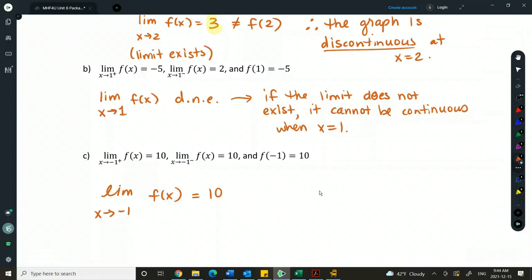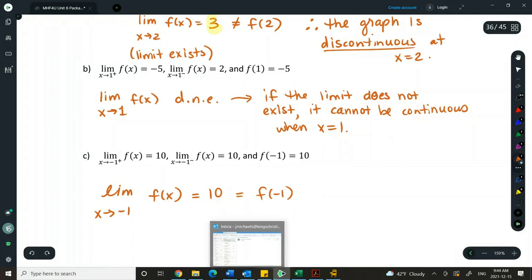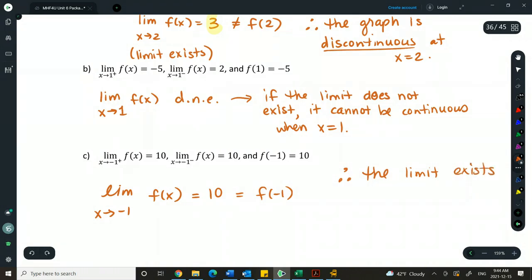Is it continuous when x equals -1? Is the limit equal to the function evaluated at x equals -1? Okay, so this is equal to the function's value, so we know the limit exists. And the graph is continuous at that point.